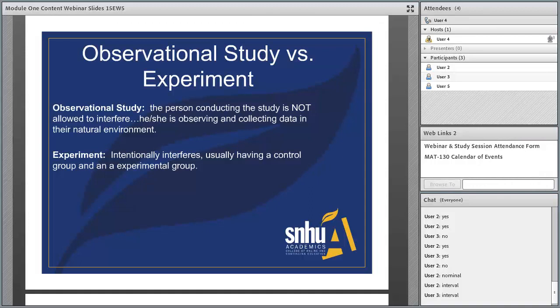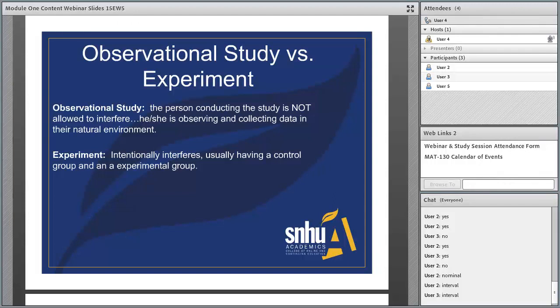Okay, so the next thing we're going to talk about, just very briefly, is an observational study versus an experiment. With an observational study, the person conducting the study is not allowed to interfere at all, okay? It's as if you're just a ghost in the room, right? You're not making any changes. You're just observing what's happening and collecting data in their natural environment. Often surveys are observational studies because you're just asking people about things that they've already done. You're not having any impact on what they're doing.